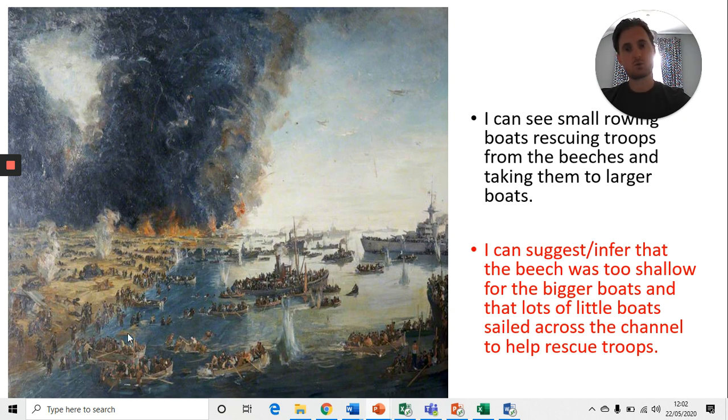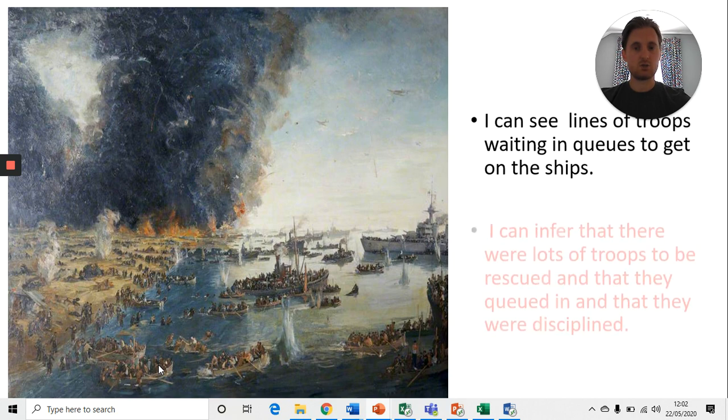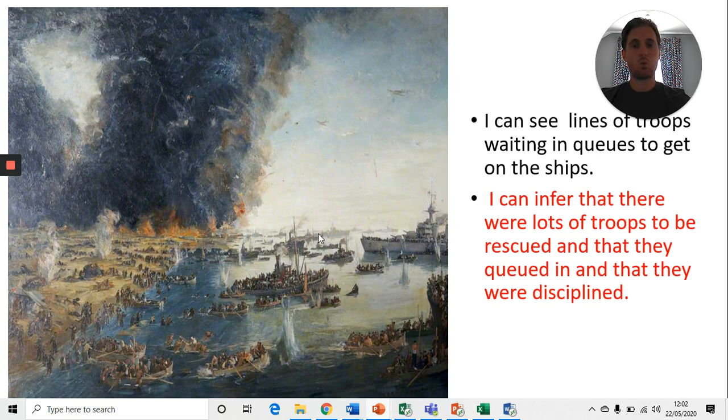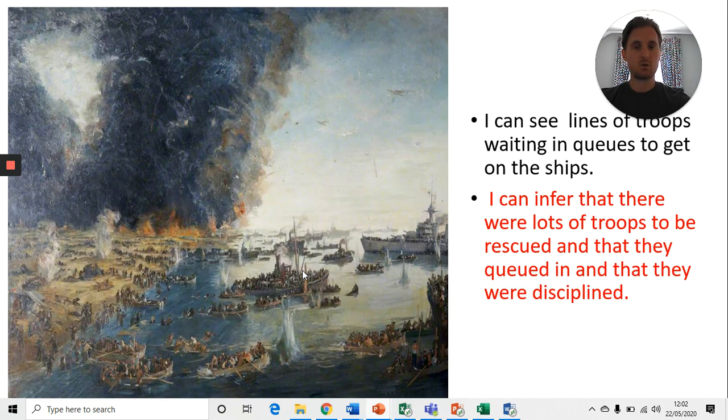So the small boats could make it to shore and the soldiers could get on board. But at the same time, what you can see is lines of troops waiting to get onto the ships. Okay, lines of troops, and they even go into the sea to try and get onto the boats. Now, really, the soldiers didn't have a choice. They're vulnerable from the air, from the Luftwaffe bombing them, but they don't have a choice. They have to line up and wait their turn to get on the beach.